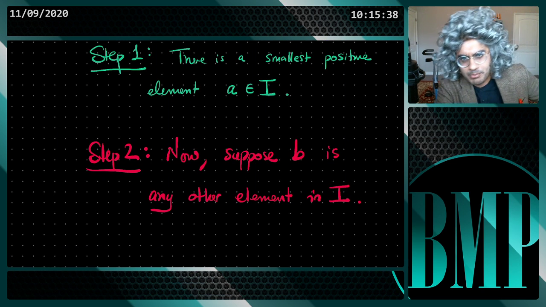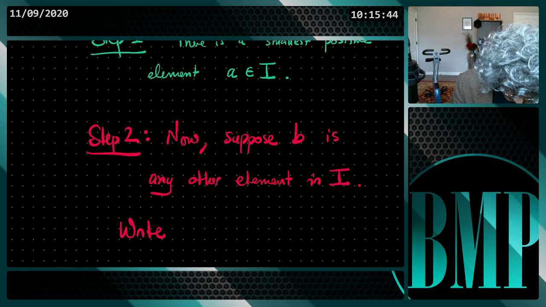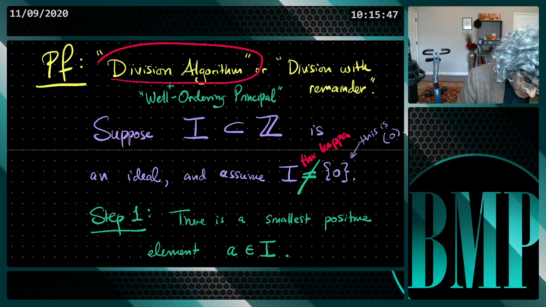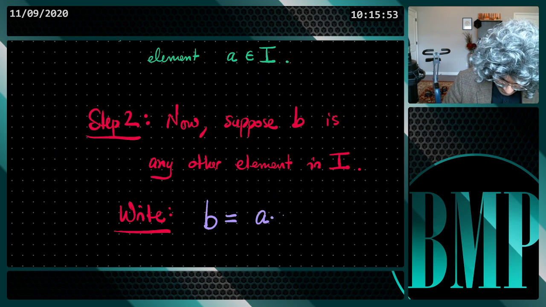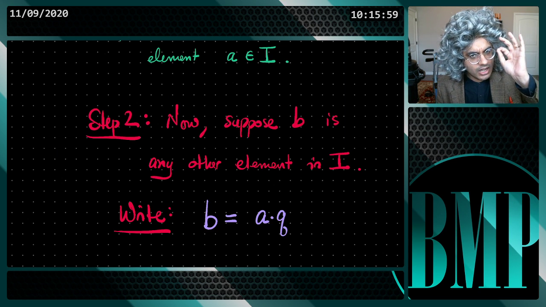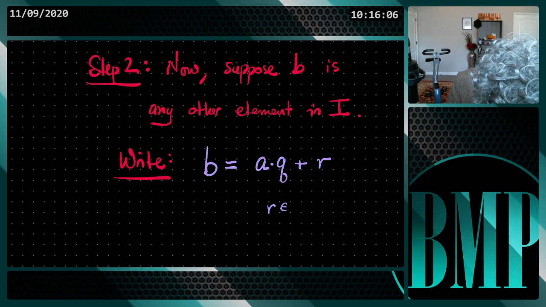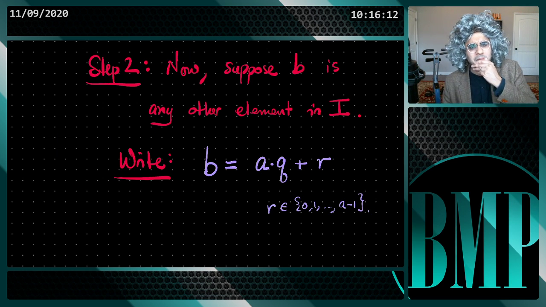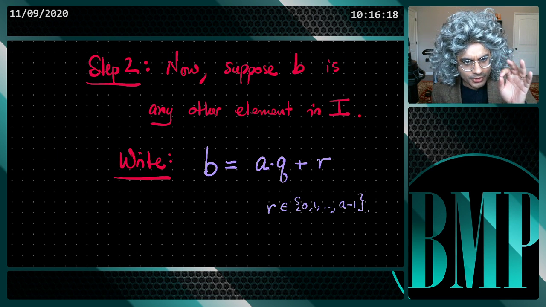B is an integer, by the way. So here's the division algorithm. B equals A times Q plus R, where R is in 0, 1, up to A minus 1. Yes? You see that? This is the whole theorem right here. Write that.